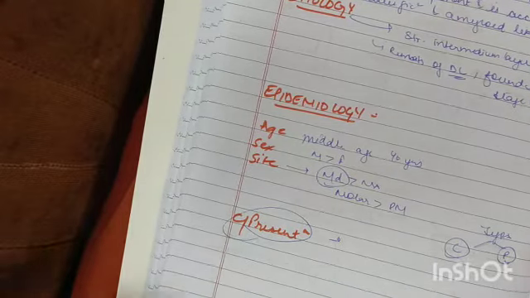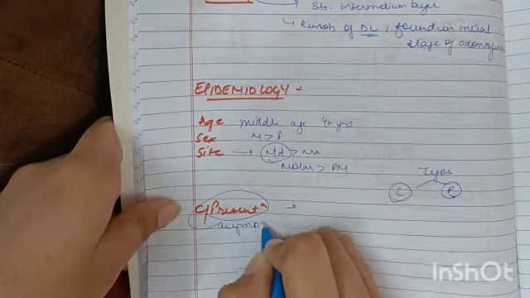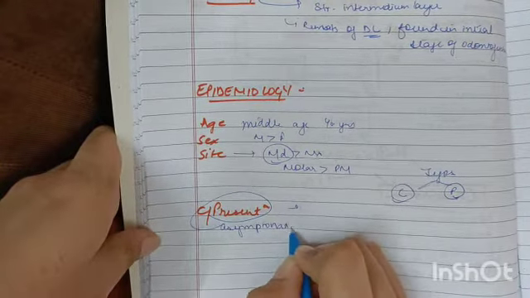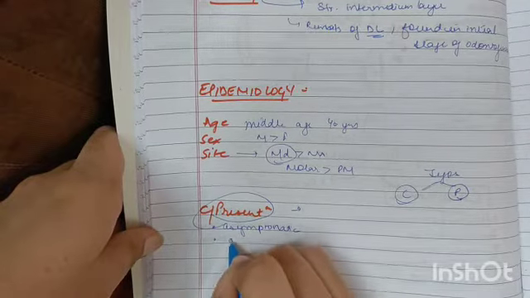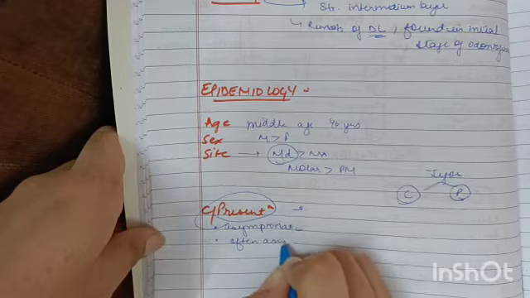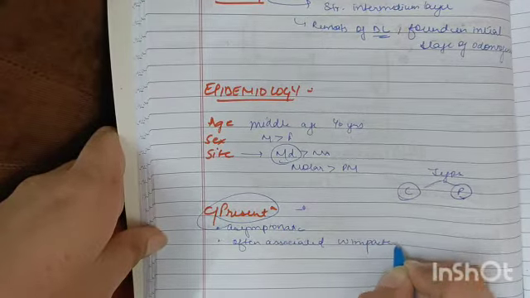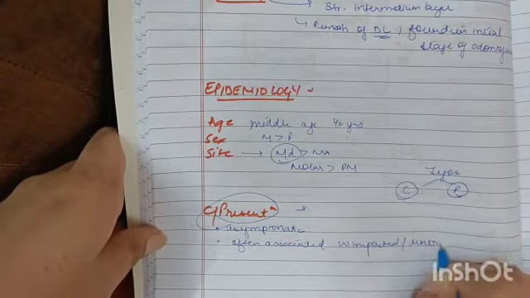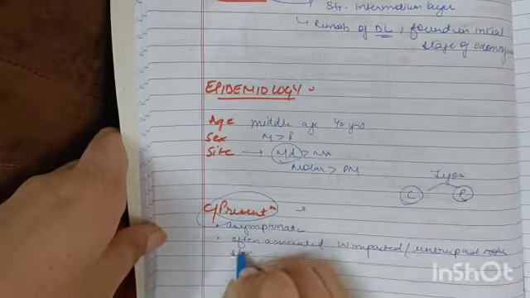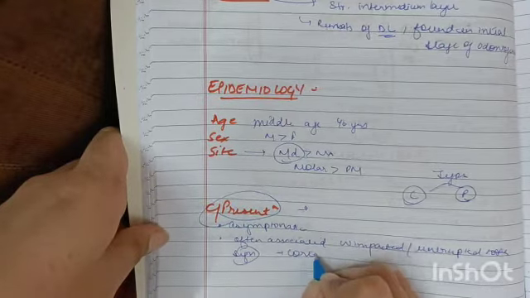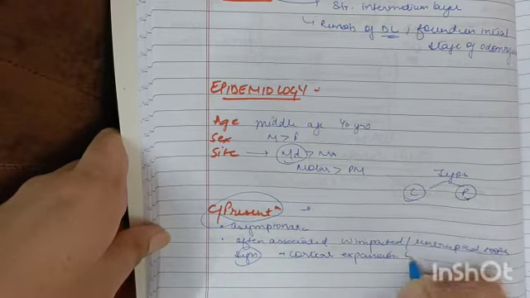Now, coming on to the clinical presentation. This is asymptomatic, and it is often associated with an impacted tooth or unerupted tooth. Then it goes under cortical expansion and distortion.